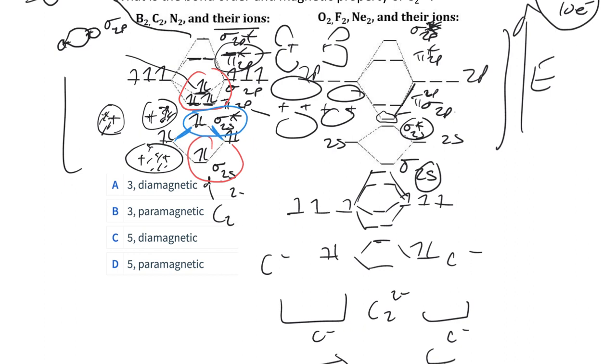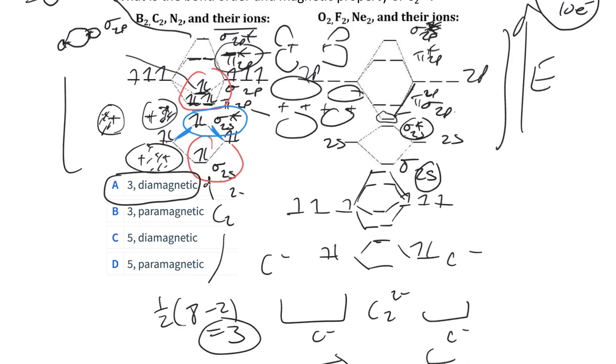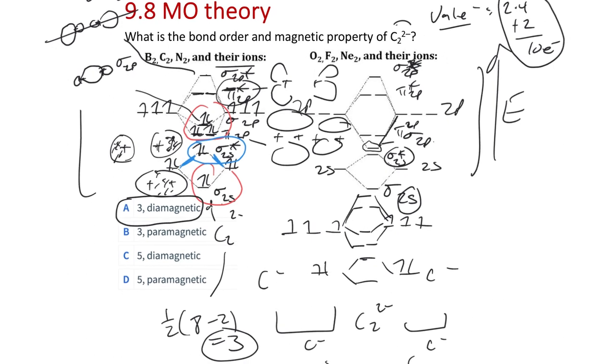And so my bond order for C2 would be a half times, with 8 bonding electrons and then 2 antibonding. So my bond order is 3. And then the molecule has all of its electrons spin paired, so it should be diamagnetic. So this question was just asking, for C2, what's its magnetic property? Is it paramagnetic or diamagnetic? And what's its bond order? Here we see the bond order is 3, and the molecule has all of its electrons spin paired, so it's a diamagnetic molecule.